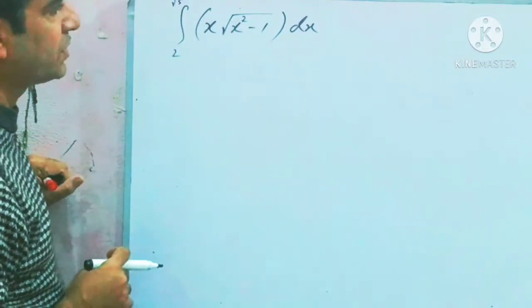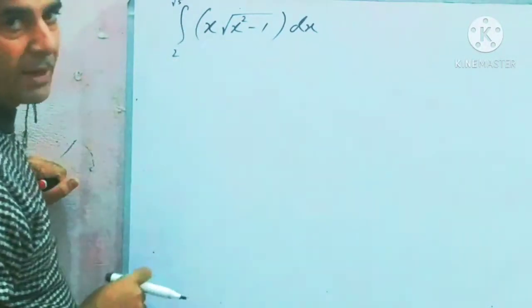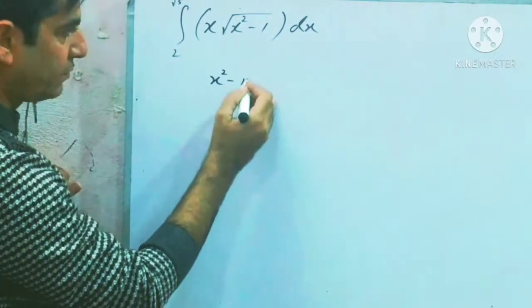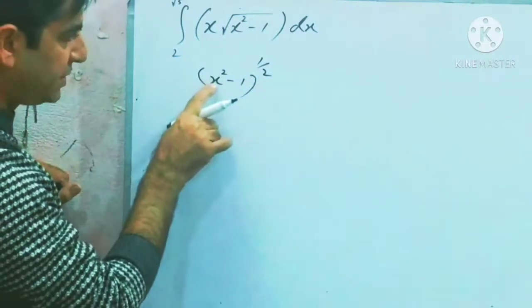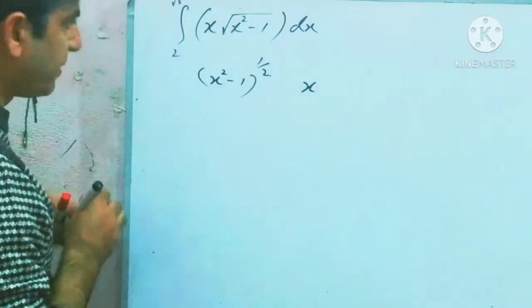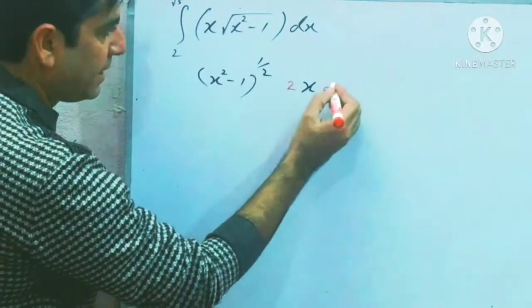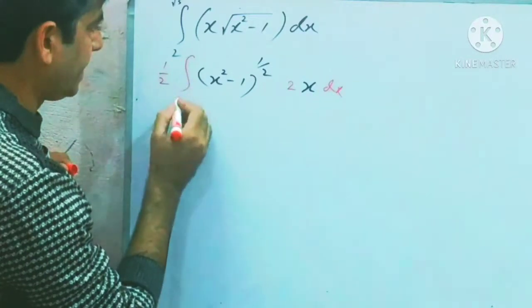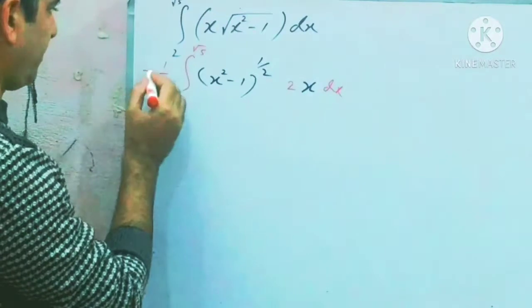Now we shall start the question. Here we have x square minus 1 raised to power 1 by 2. Its differential is 2x. We have x, so just multiply with 2, make it 2x. And we know that if we multiply it, we also divide it here. And the lower limit is 2 and upper limit square root of 5.